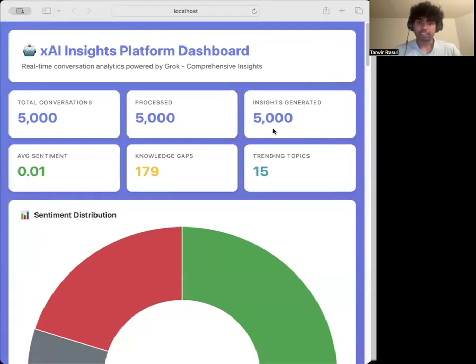So this is the main page that I'm using to display this information. This I will call the live dashboard. As you can see, I registered 5,000 total conversations, and I have processed all of these 5,000 conversations and generated comprehensive insights for each. Right at the top, we have the key metrics, which is total conversations processed, average sentiment score, which is 0.01, pretty neutral overall. And we detected about 179 knowledge gaps and 15 trending topics.